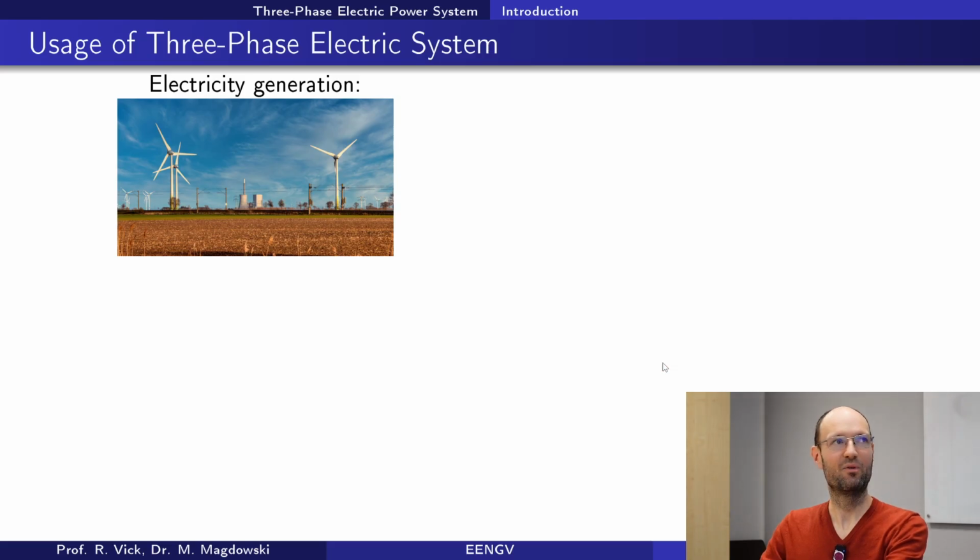So where are these 3-phase electric systems used? For electricity generation. This is one of the few pictures that I found where we have some conventional power plant. I would say this is probably not a nuclear one because there is some chimney.